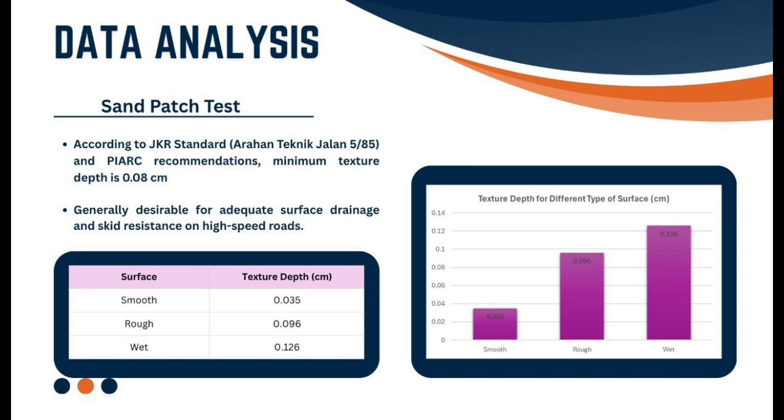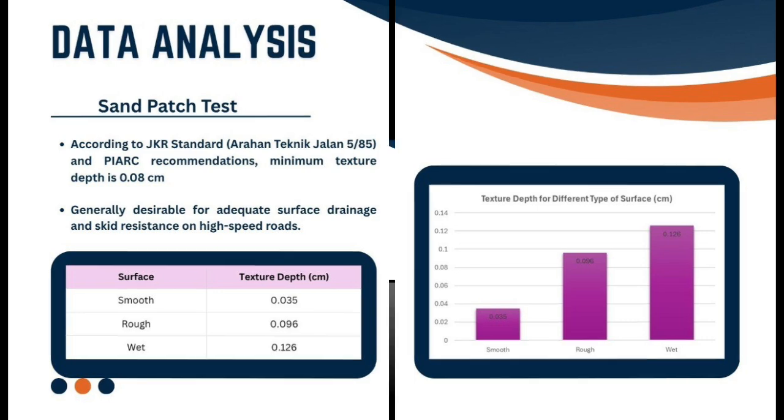According to the JKR's Arahan Teknik Jalan and PIARC World Road Association standards, the minimum requirement is 0.08 cm, so both rough and wet surfaces meet the standards, while the smooth surface falls short. Texture depth like this helps ensure skid resistance and proper water drainage on high-speed roads.